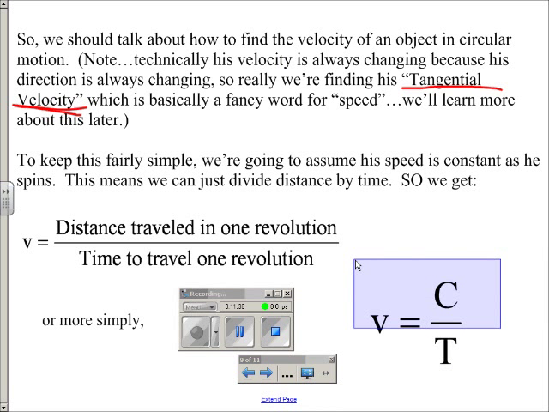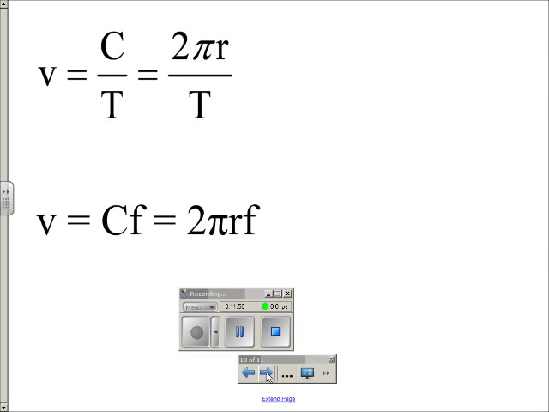Velocity is circumference over time, right? Velocity is circumference over time. Okay? We can do some simple algebra on that to come up with these equations.